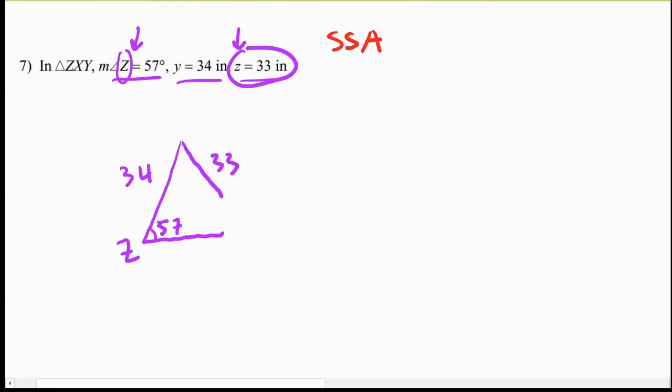For this height test, it's nice that I have set this up where the angle's in the bottom left, the adjacent side is on the left side, and the opposite side is on the right side, because now my height is vertical, up and down. So to solve this, I can just say sine of 57, because this is a right triangle that I've created, equals the opposite side, which is our height, over the hypotenuse, which is 34. So to find the height, 34 times sine of 57.